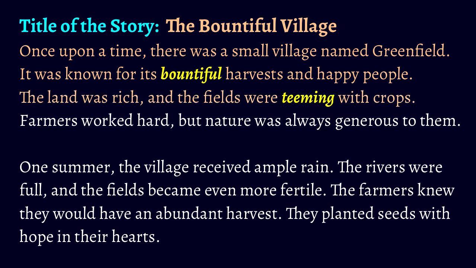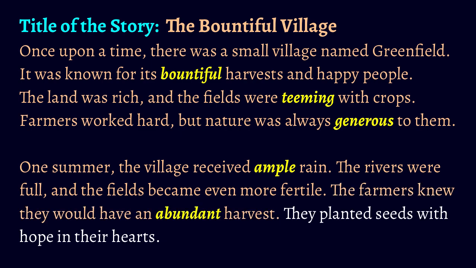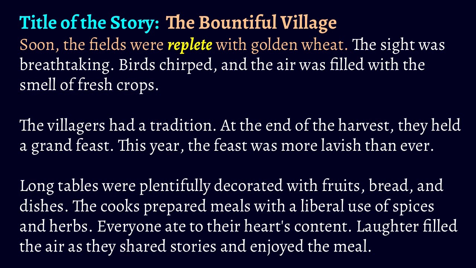The land was rich and the fields were teeming with crops. Farmers worked hard, but nature was always generous to them. One summer, the village received ample rain. The rivers were full and the fields became even more fertile. The farmers knew they would have an abundant harvest. They planted seeds with hope in their hearts. Soon the fields were replete with golden wheat.